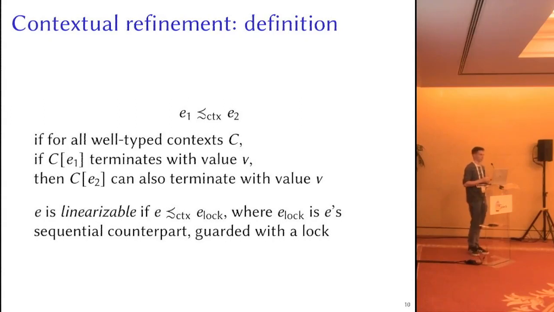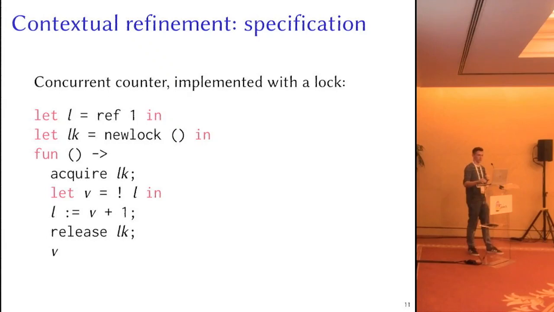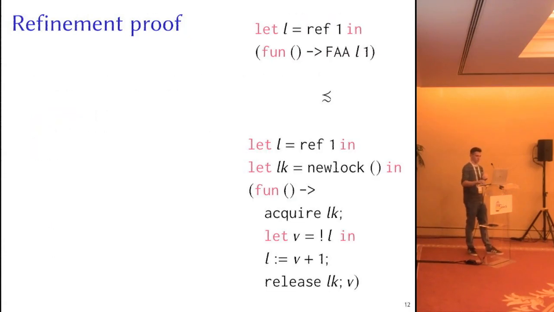In the case of our concurrent counter, the log-based version is as follows. We also allocate a reference, but we also allocate a log. The closure we return in its body will first acquire the log, load the value, use regular load and store and increment in this critical section before releasing the log and returning the loaded value. So this is the contextual refinement we want to show.